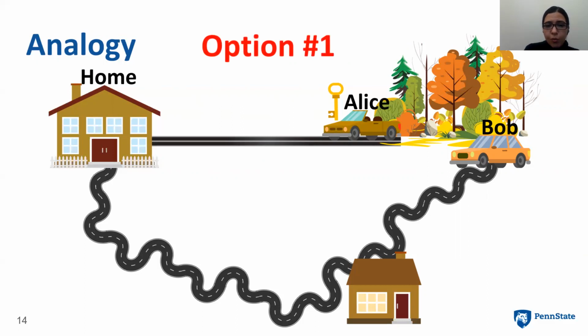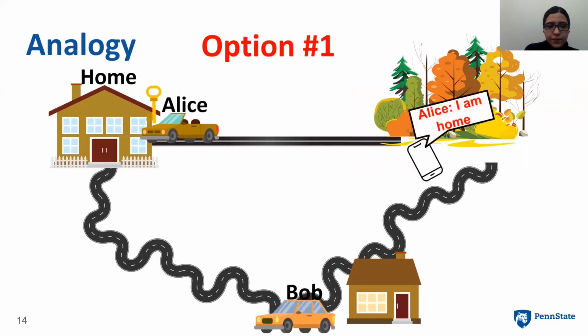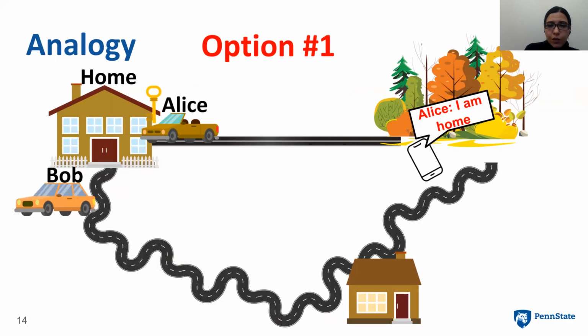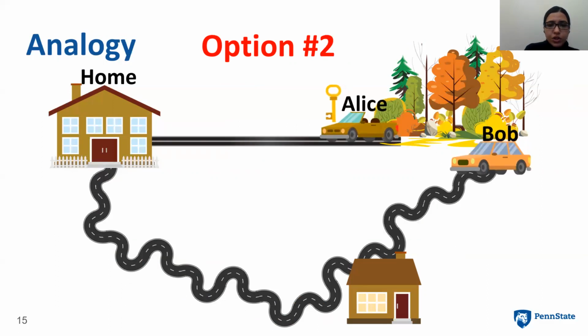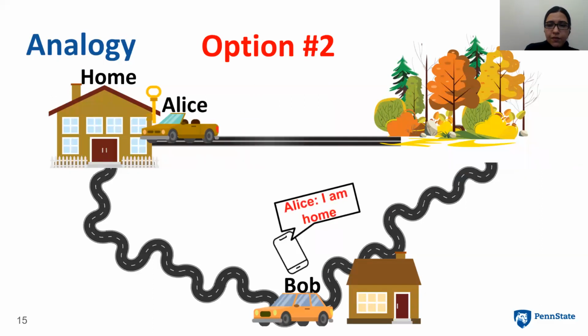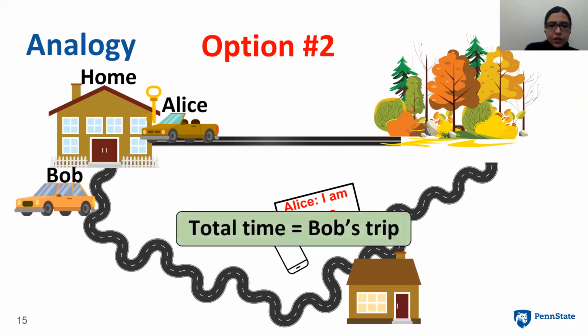First, Alice can go home and then let Bob know that she has arrived and he can start his journey afterwards. In this case, the total time would be the sum of Alice's and Bob's trips. The second and more efficient option is if they start their journey together. As a result, Bob can visit his parents while he is waiting for Alice to reach home. Since the path which Alice takes is shorter, there is a high chance that by the time Bob finishes his visit, he has already received the message and can continue his journey without any delay. The total time in this case is equal to Bob's trip.